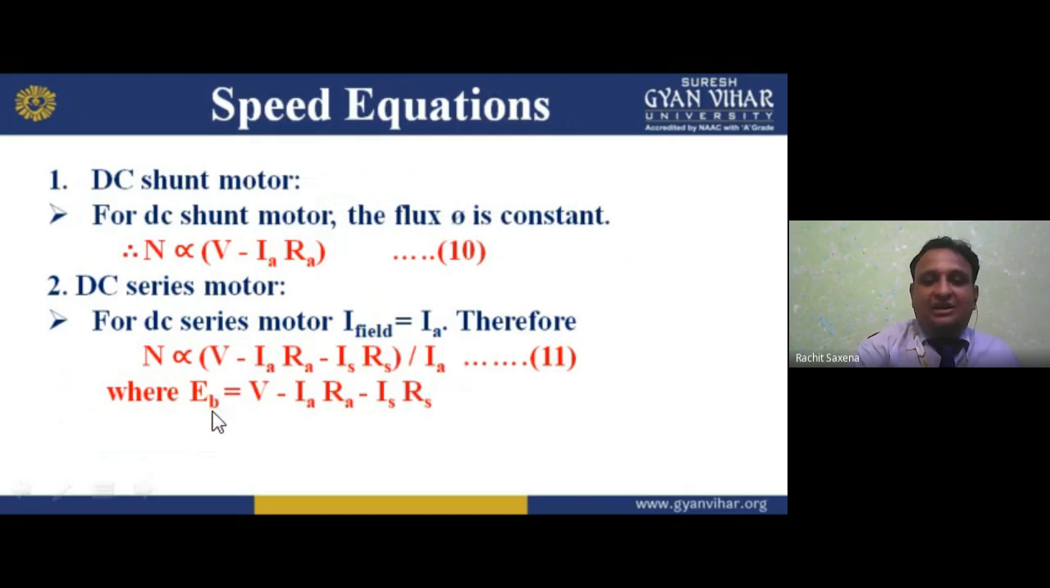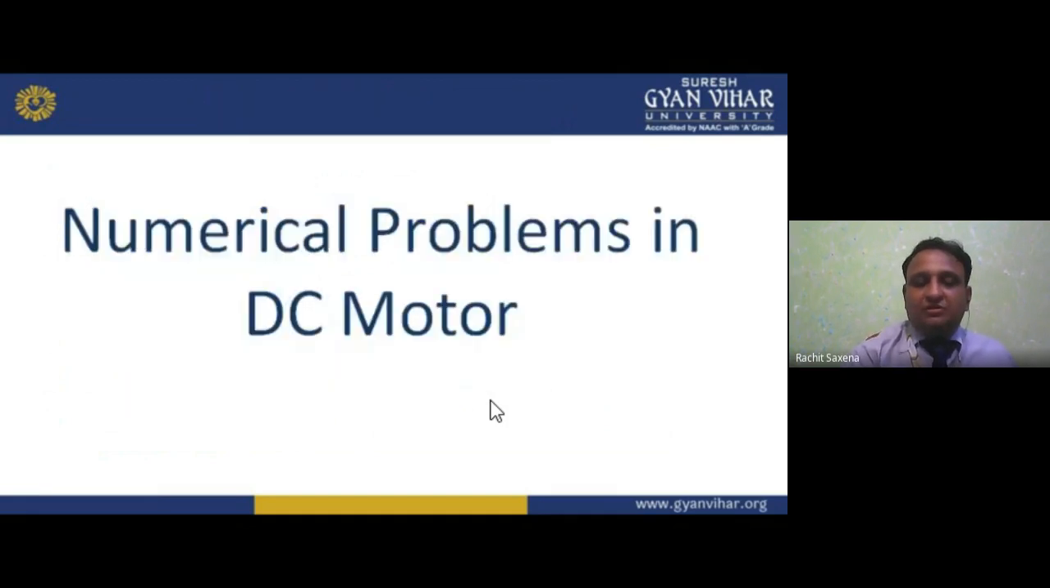So we can write like this. This is the back EMF. So we can represent it for the DC series motor. I hope you understand about this. Okay, now moving forward.